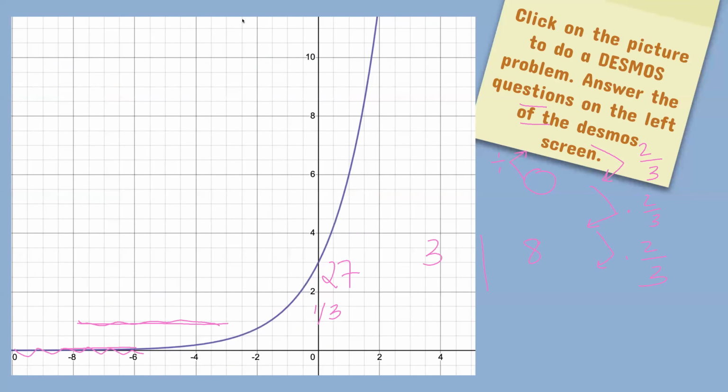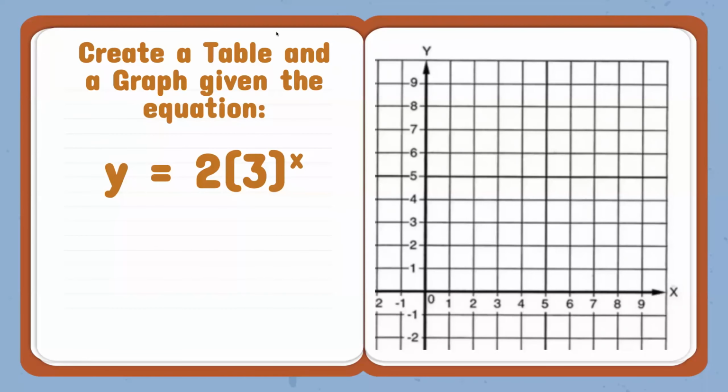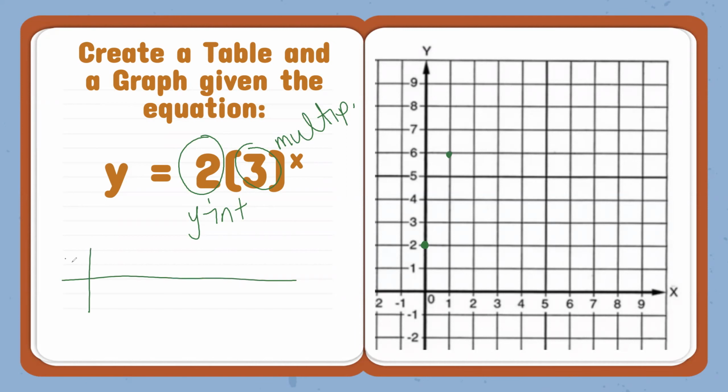And let's see. So let's go ahead and have one final example. Let's create a table and a graph given this equation. Easy peasy. We know that 2 is our initial value. So I'm going to put a point at 2. I also know 3 is my multiplier. I'll put y-intercept is our multiplier. So if I start at 2, 2 times 3 is going to give me 6. Okay, and I can start our table here.